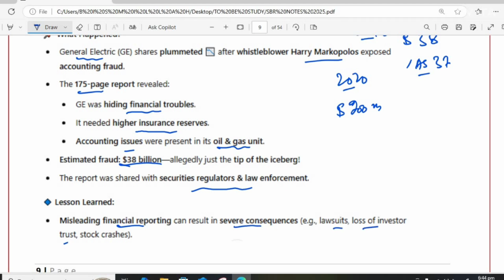So this is all about compliance with accounting standards, accounting choices and their impact, and why disclosure matters.